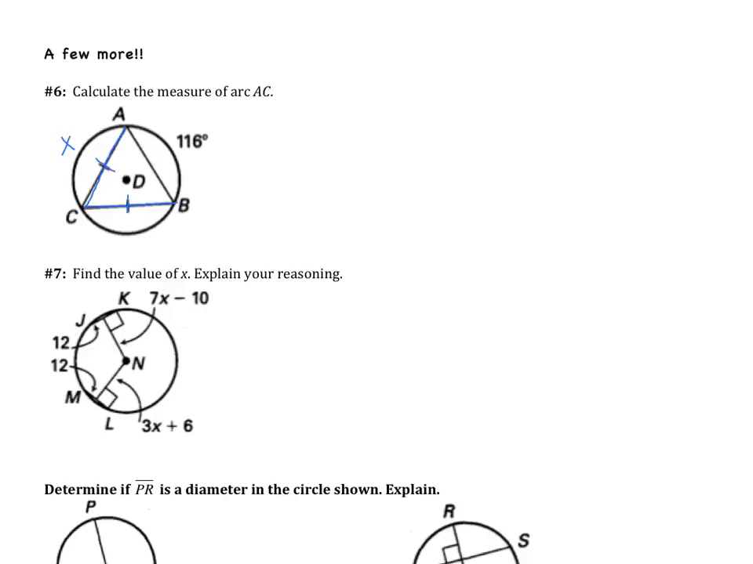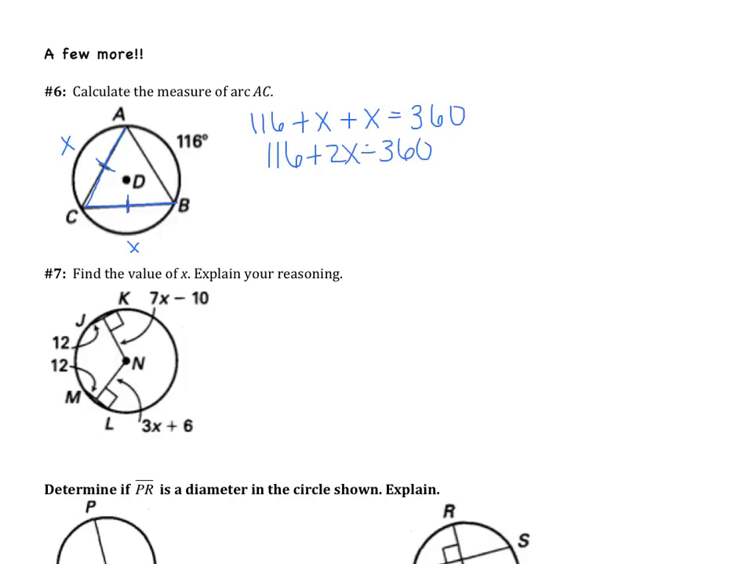Now this is a very important fact. We know that if two chords are congruent, their arcs are also going to be congruent. So if AC is X, CB is going to be the same measure, so I'm going to call it X also. Now, an entire circle is 360 degrees. So I have 116 add AC, which is X, add CB, which is X, equals 360. This gives me 116 plus 2X equals 360.